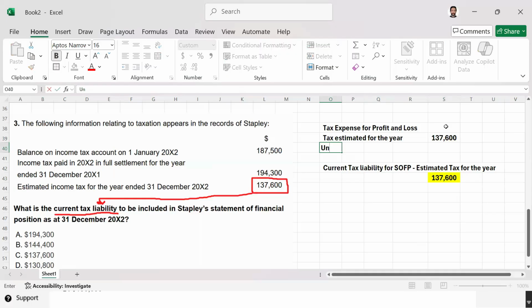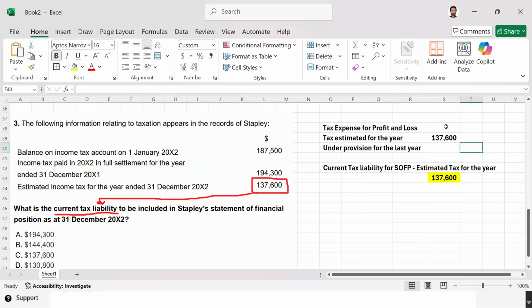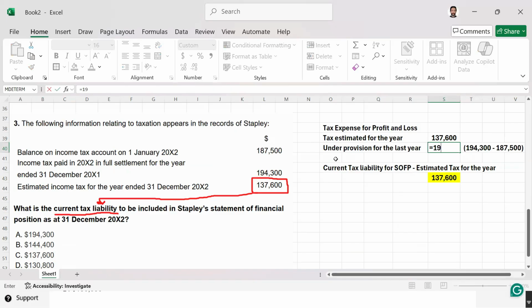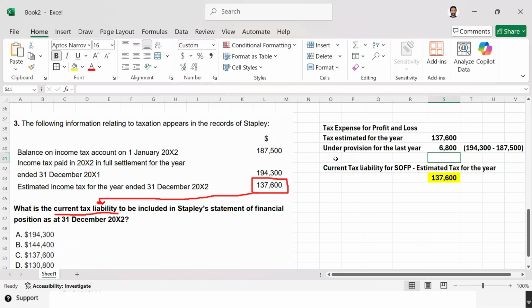Okay. So under provision last year. The under provision for the last year is the difference of the tax that was estimated and the tax that was actually paid. The tax payable was a higher figure. However, the estimated figure provided was less. So which means that we under provided. The tax that we had to pay for the full settlement was 194,300, but we provided only 187,500, so that is regarded as under provision. So we take the difference of these two figures, 194,300 less the 187,500. So that is 6,800.